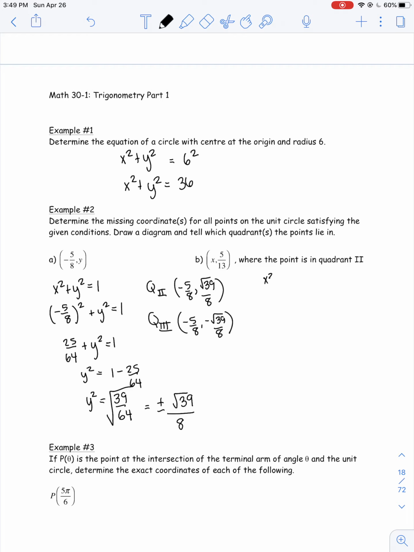Our next one, we have x unknown, so we have to solve for it. We're going to have x squared plus 5 over 13 squared is equal to r squared, which is 1 squared, 1. So we're using that unit circle equation. Now we have x squared plus 25 over 169 equals 1. We're going to subtract 25 over 169 to the other side.